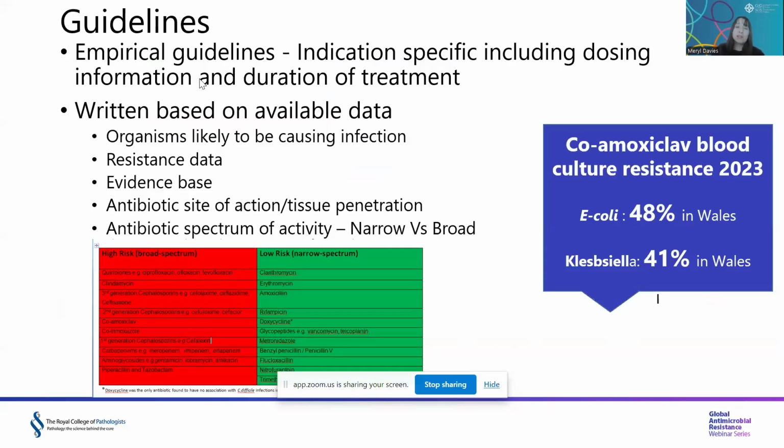And guidelines within the United Kingdom are developed as empirical guidance, which are indication specific, which includes dosing information and duration of treatment. It's written based on the best available data, looking at the organism likely to be causing the infection, looking at local resistance data, the evidence base for that infection, and thinking about the antibiotic site of infection and tissue penetration, and trying to use narrow versus broad spectrum agent where possible.